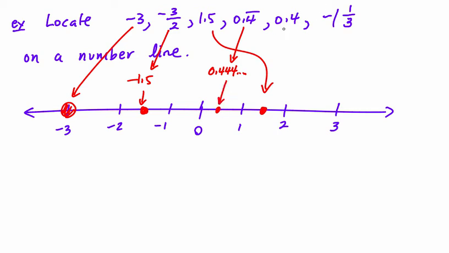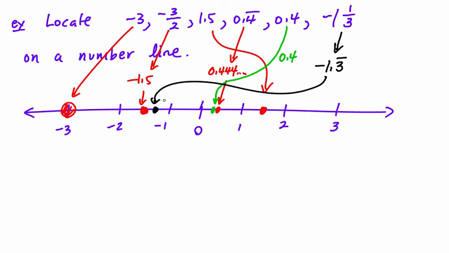And then this one's a little bit trickier. It's on this side because it's not quite as big as 0.4444. It's just 0.4 and the next digit's a bunch of zeros. So I'll just indicate it by putting it a little bit on that side. And then this last number, if you think about it as negative 1.3 repeating, so negative 1 and then a third is about right in here. So there are our numbers on a number line.